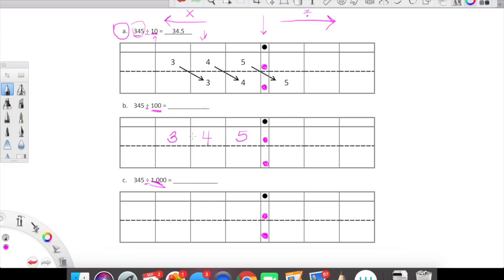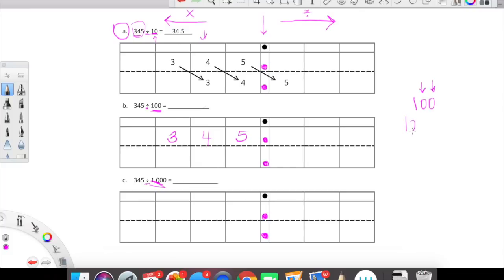We're going to divide 345 by 100. Think about how many zeros are in 100. 1, 2. You can see very quickly there's 2 zeros in 100. That connects us to the amount of shifting in our place value chart. We are multiplying by, let me break that down for you a little bit, 100. Yes, there's 1, 2 zeros in 100.